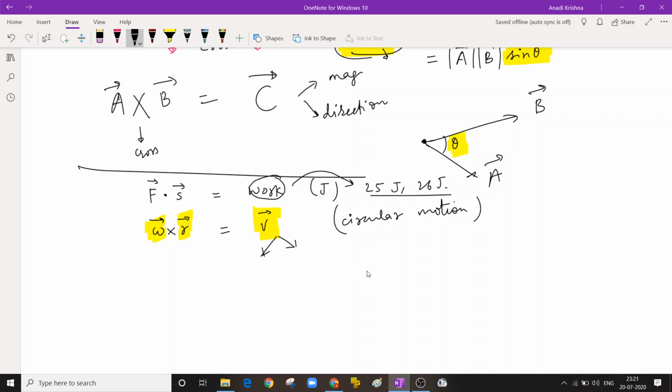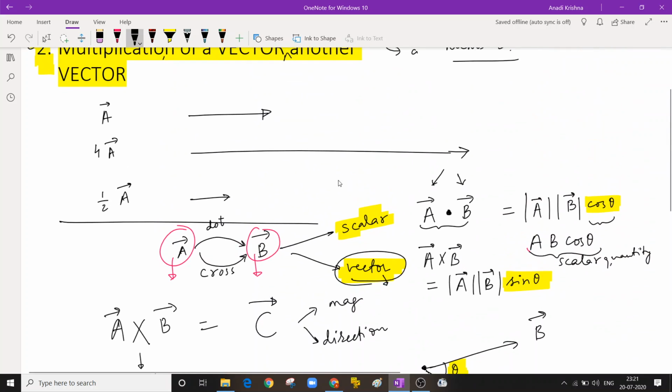So you must remember the difference between dot product and cross product. If you know this basic difference between the two, that what is the outcome of a dot product and what is the outcome of a cross product, then many questions will be very easy for you. It will be easier in mathematics also, and it will be easier in physics also.